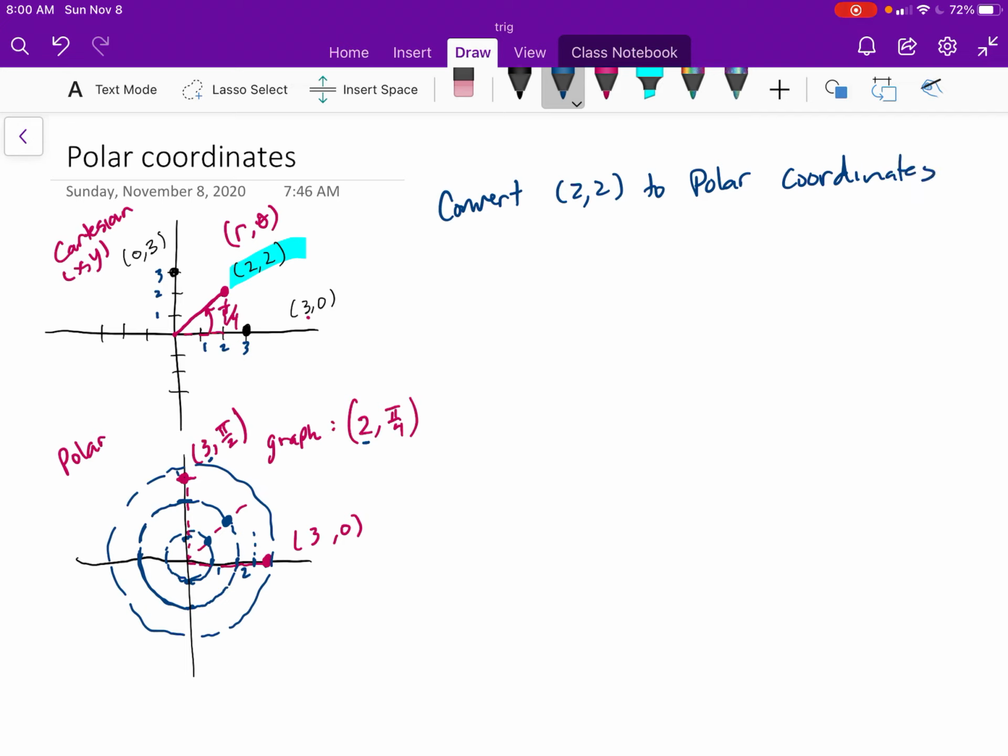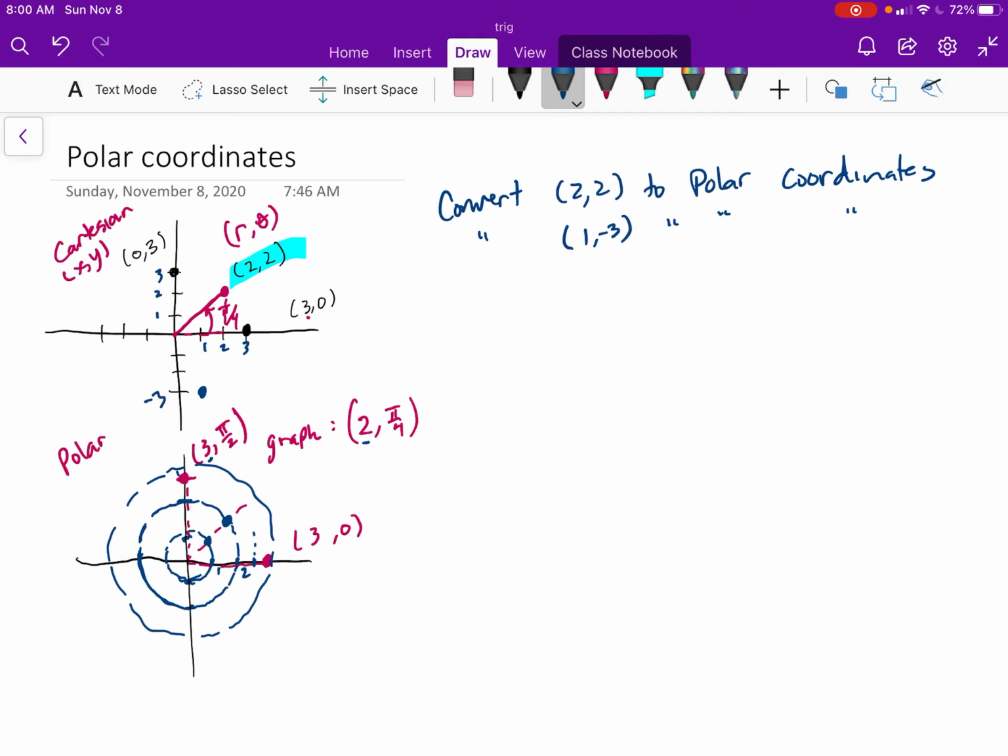Well, we knew that the angle was pi over 4, but you can't always just eyeball it, right? For instance, I'll do the point (1, -3). So we'll do two examples here. All right, (1, -3), right? That's down here.